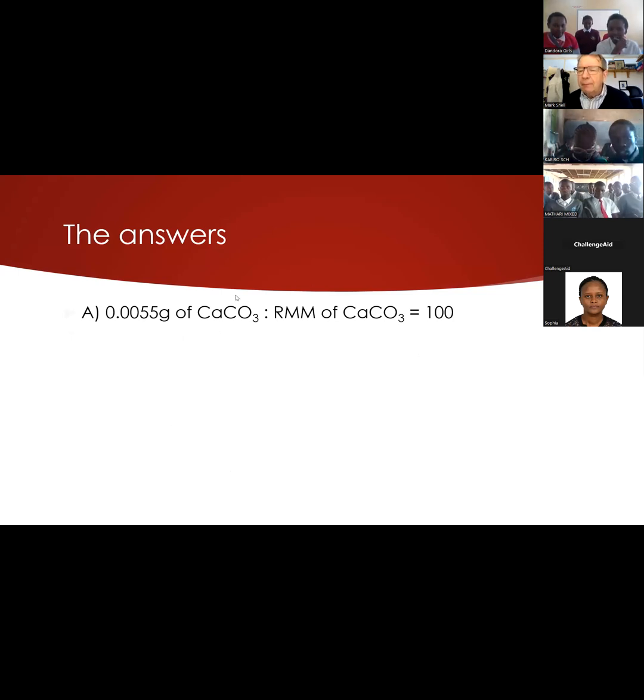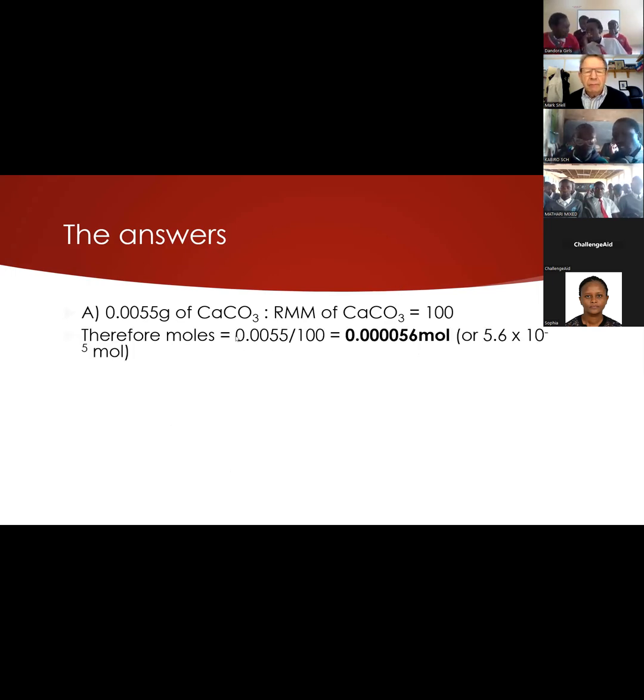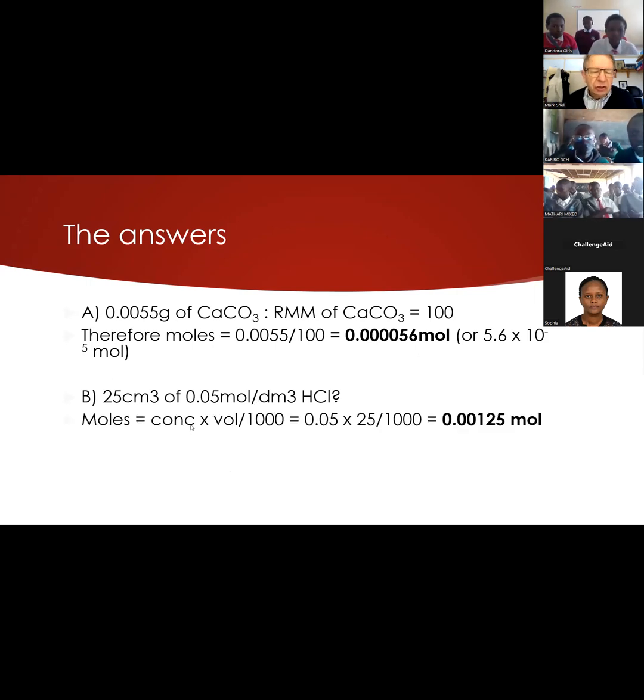In the first one, it's a mass. We had an RMM of 100, so moles is the mass over 100, which is 0.000056. In the second one, it says 25 cubic centimeters of 0.05 mole per cubic decimeter. Moles equals concentration, 0.05, times the volume, 25 over 1,000. So it's 0.05 times 25 over 1,000, which is 0.00125.